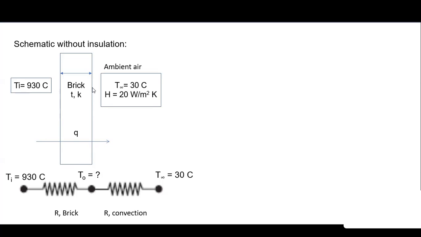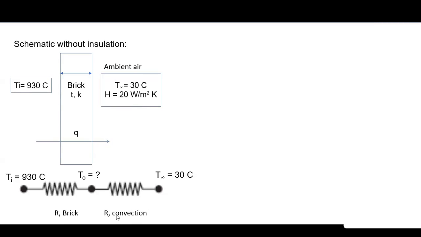Then the outside surface. At the outside surface, what is there? There is a fluid whose temperature is 30 degrees Celsius. So what is the mode of heat transfer from the outside surface to the ambient air? It is going to be convection. So an additional resistance is there in the circuit, and that is convection.